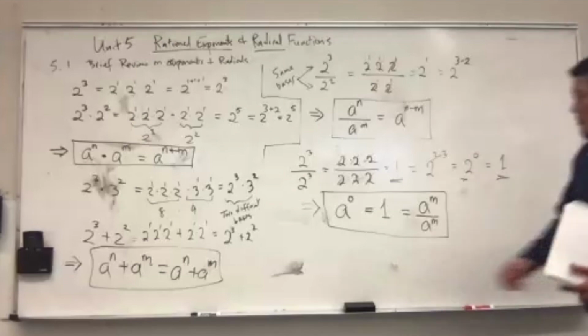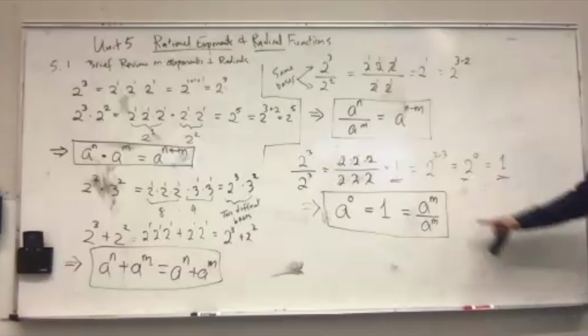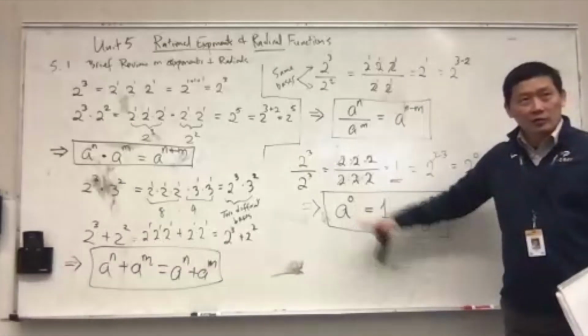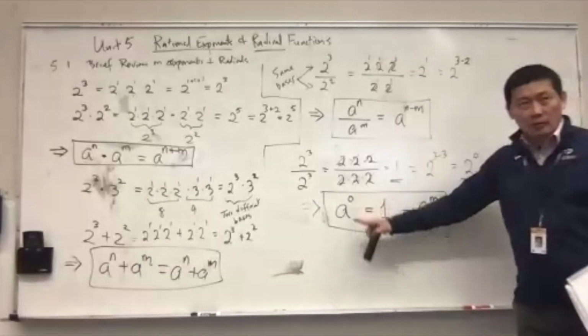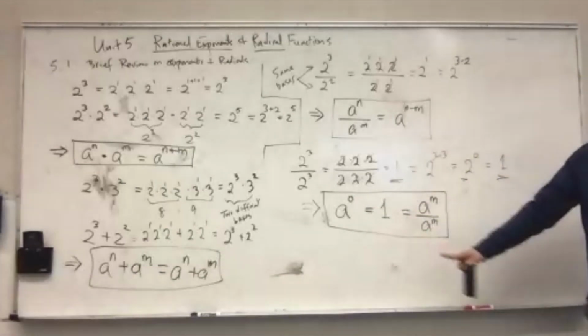There was one more. M over M, you said? M over M, right? Which is a to the 0 power over a to the 0 power. Anything to the 0 power is equal to 1.